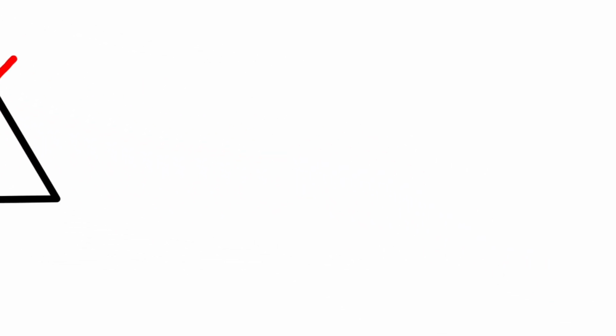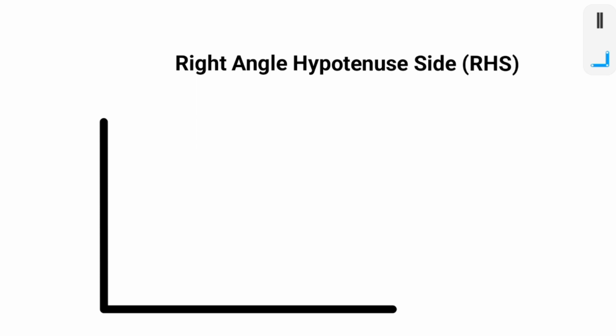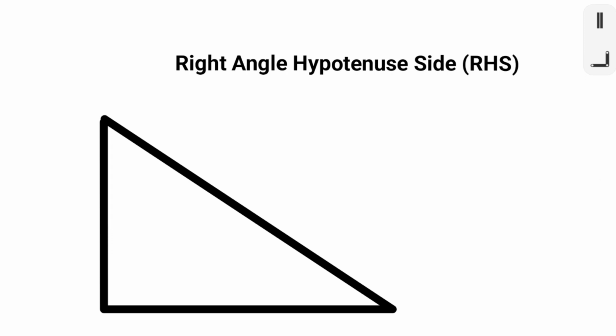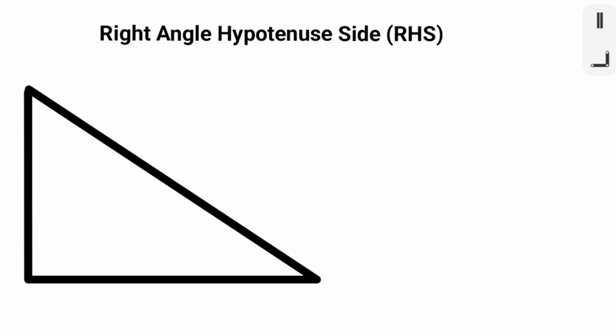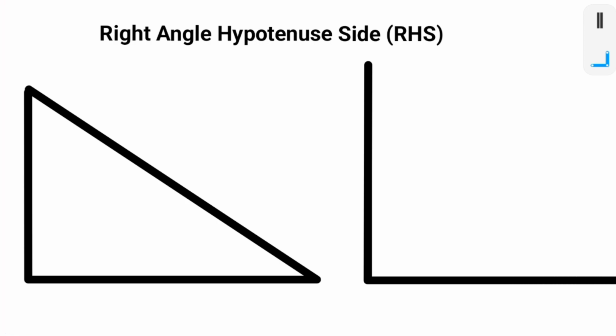Moving on to the third case. The third case, we have a right angle, hypotenuse, side. Right angle, hypotenuse, side. So we are dealing with two triangles which are right angle triangles, with a 90-degree angle. So let me draw the second triangle here. So what we'll have again is a line here, a perpendicular line, and then another line like that.